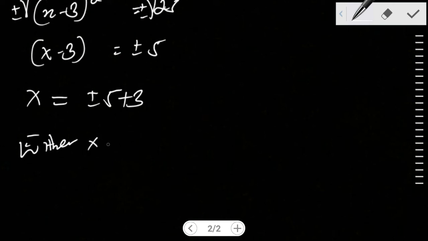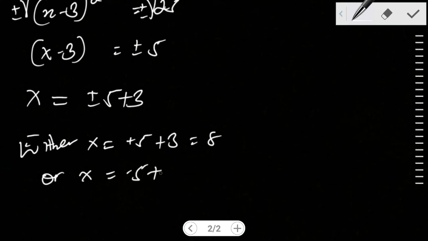x would be equals to positive 5 plus 3, which would be equals to 8, or x would be equals to negative 5 plus 3, which would be equals to negative 2 in this case. So these are the values of x. Okay, now let's try also a different example.